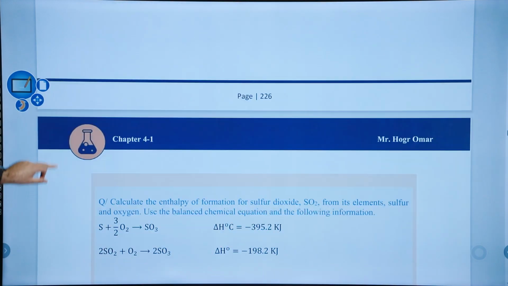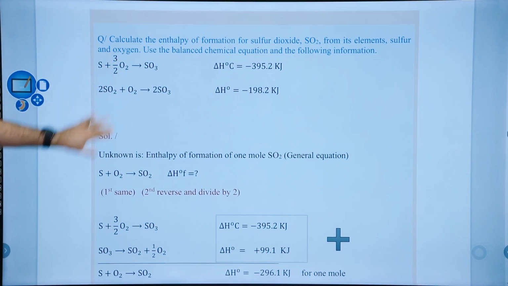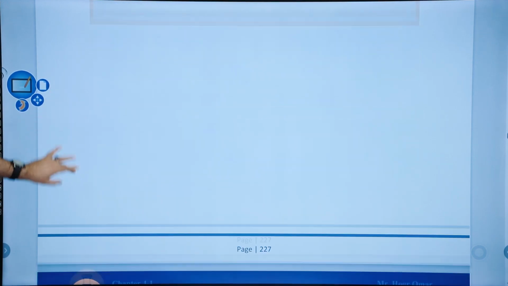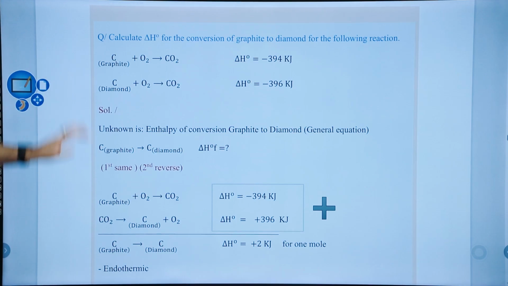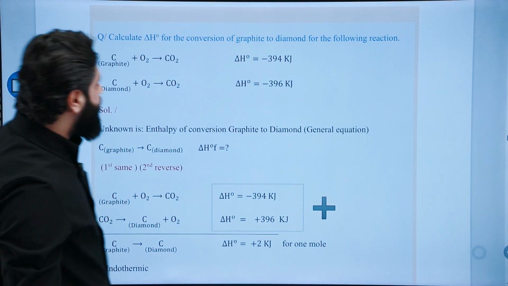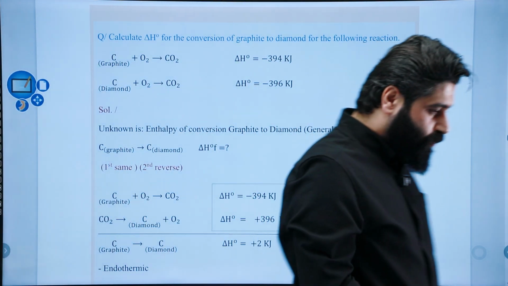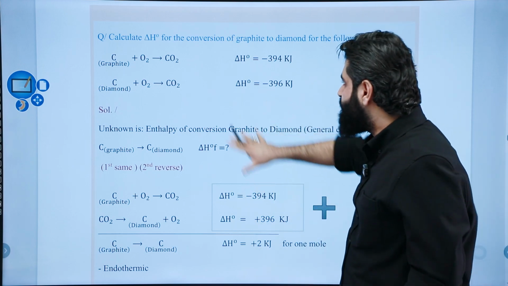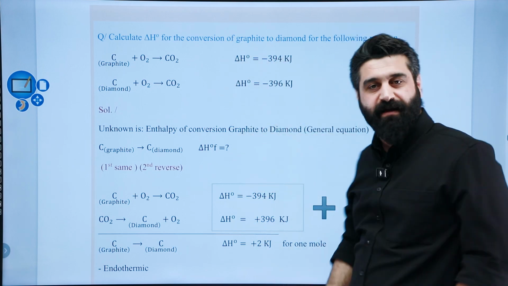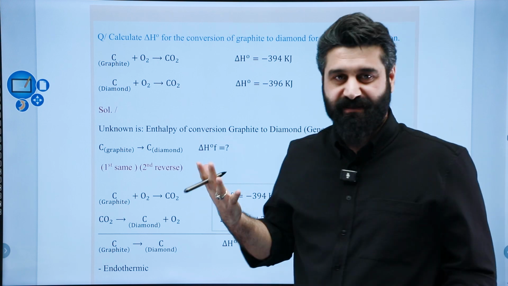Another question, I'll leave this for you as your homework. This is easy. This is the most important question. I've seen this, I think, 3 times in Zhyar, okay? So be careful, my dears, with this. If you ask me which one is the most important question in this part of the book, I'll say conversion of graphite to diamond. The question is the most important.